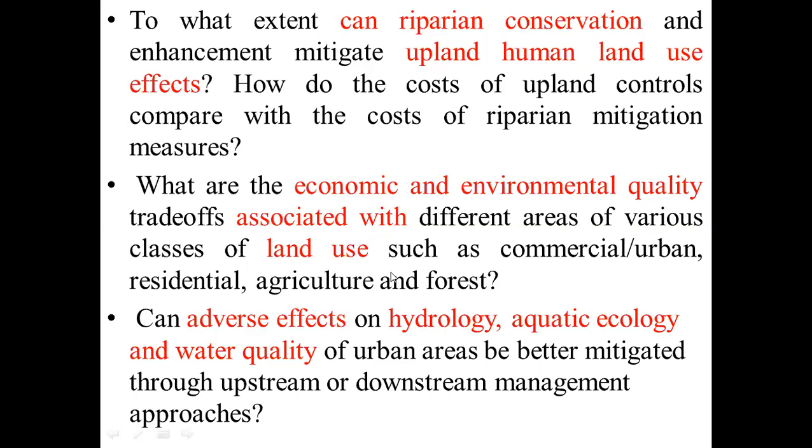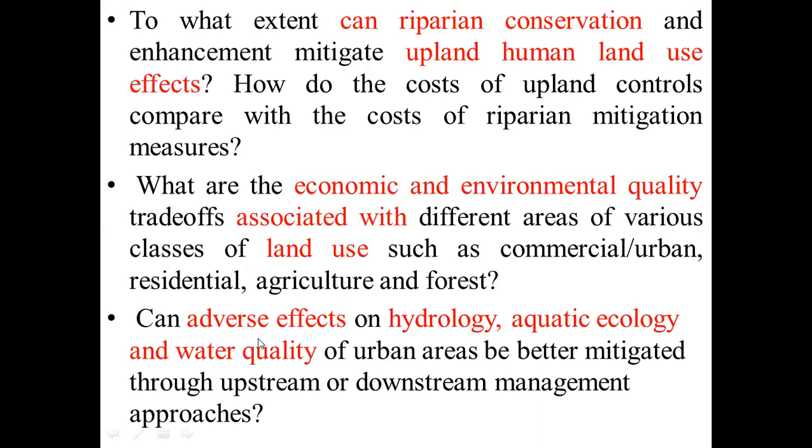So of course the land use would obviously be commercial, residential, agriculture, and forest. All the land use is associated with this, so how is it going to balance the economic and environmental quality also? The next step is adverse effects. So what would be the adverse effects on the hydrology, aquatic ecology, and water quality?